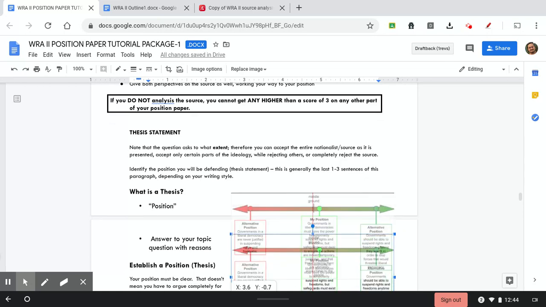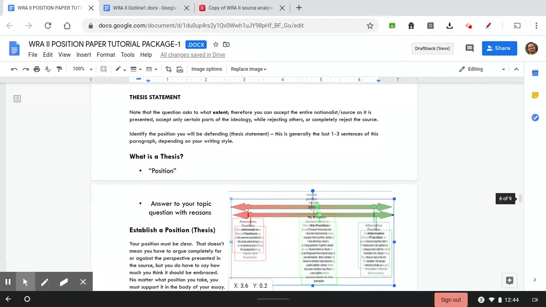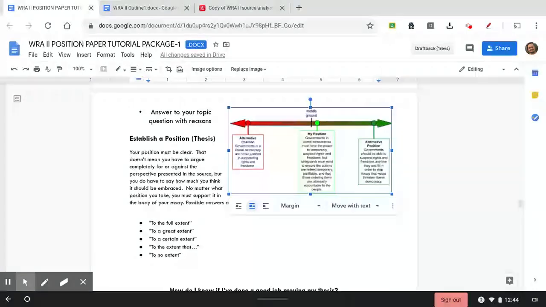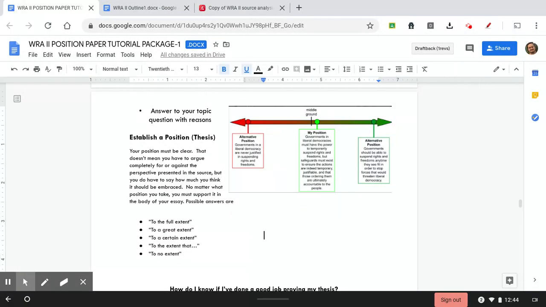So how do we establish a position? Your position must be clear. That doesn't mean you have to argue completely for or against the perspective presented in the source, but you do have to say how much you think it should be embraced. No matter what position you take, you must support it in the body of your essay.